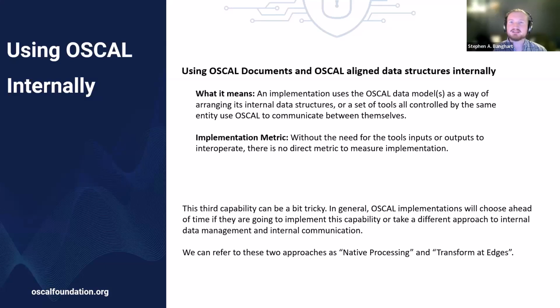Typically, when an organization or individual starts this implementation journey, it's best if they choose ahead of time how they're going to handle this third capability. Do they want to align all of their internal structures and databases with OSCAL? Or do they want to do some kind of transformation at the edges and keep their proprietary structures inside? We refer to these two different approaches. The first, using OSCAL internally throughout the whole process, as native processing. And the second, using OSCAL input, transforming it or using it to populate a different data structure and then exporting it as transform at the edges.